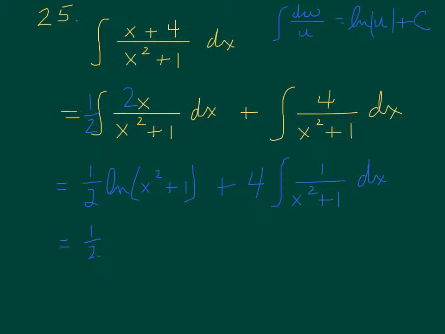So we wind up with here 1/2 natural log of x squared plus 1 plus 4 times the inverse tangent of x. It's x over 1, which is x, plus c, of course.